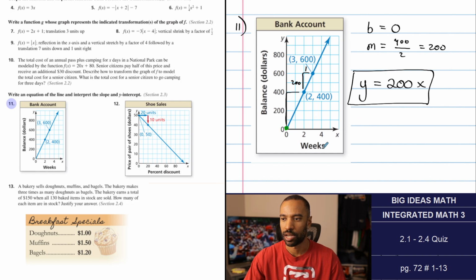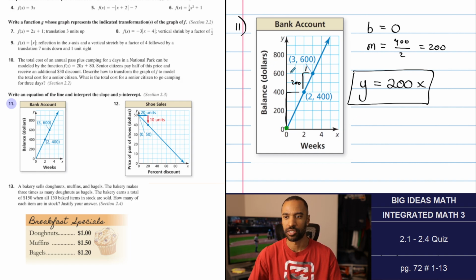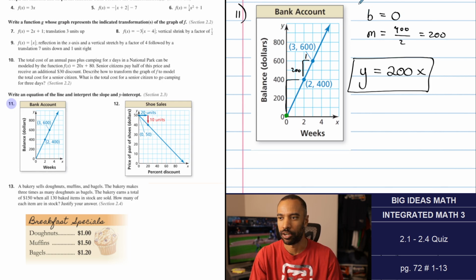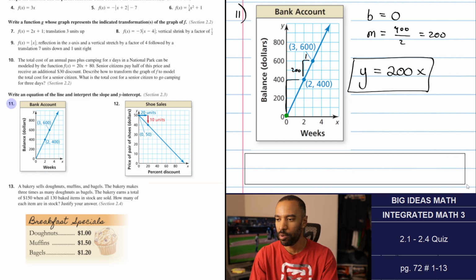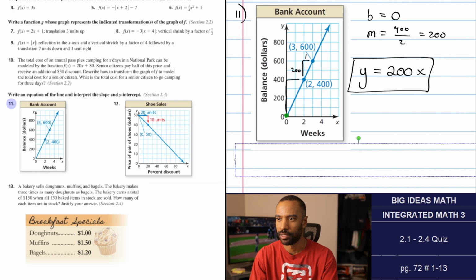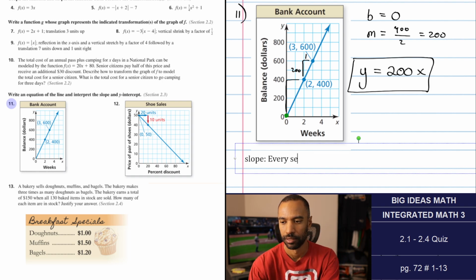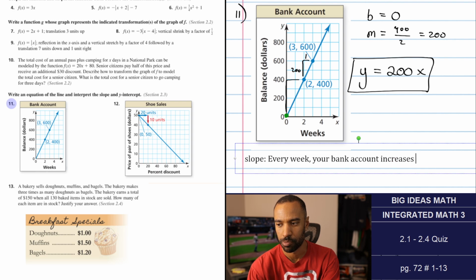Now, x represents the number of weeks, y represents the balance in dollars. This is for a bank account. So we have to interpret the slope and the y-intercept of this thing. So the slope interpretation is simply, let's see, maybe I'll fit this on the bottom. The slope of this thing is the rise over run nature of it. That is, every week, your bank account, I guess ours, your bank account increases by $200.